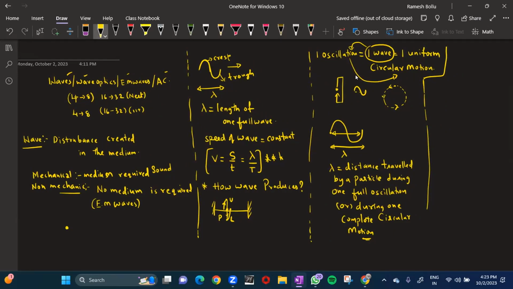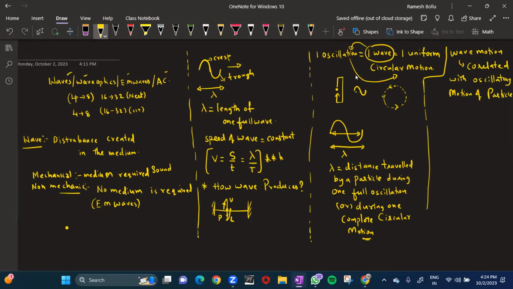Are you understanding? So wave motion is directly correlated with what, children, tell me? It is directly correlated with the oscillatory motion of the particle.